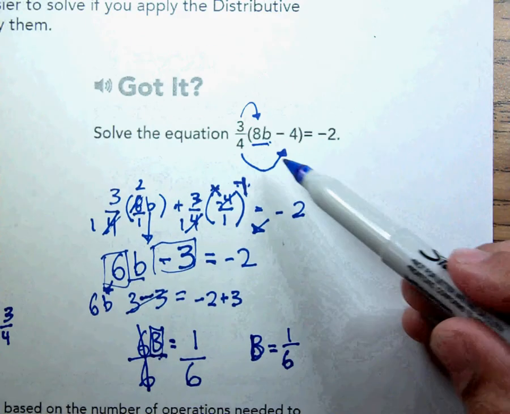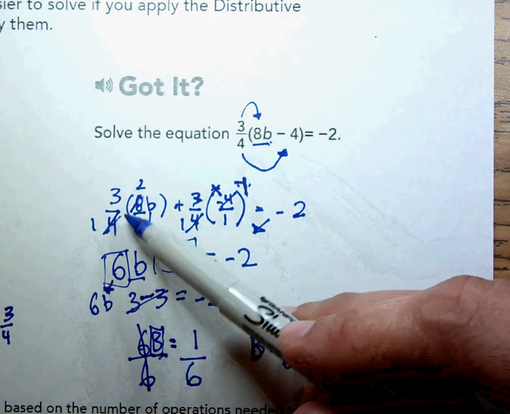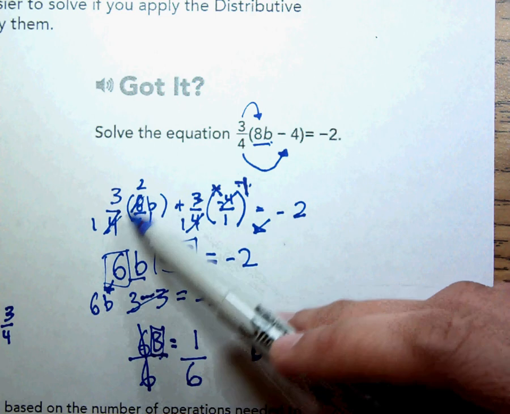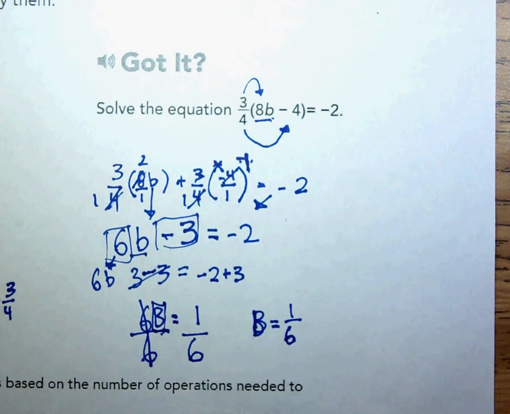I know this guy is a little trickier, but if you keep the fraction and just make sure to cross cancel, it's a lot easier to solve.